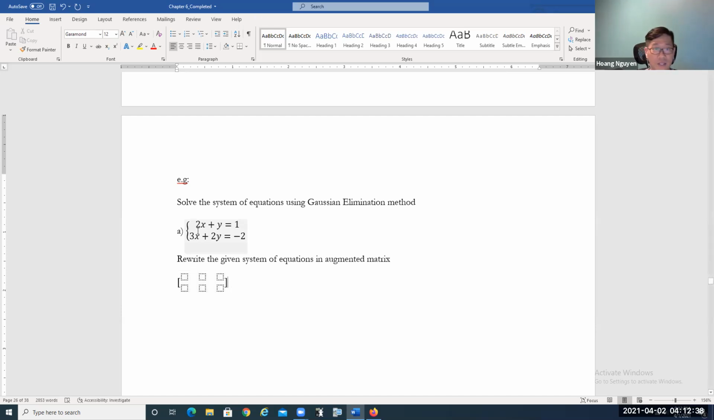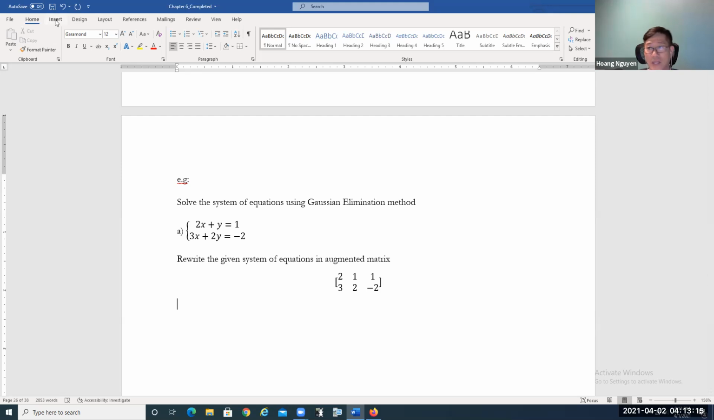Okay, so you can see that this matrix is going to have 2 rows and 3 columns, right? So we have 2 equations, so it's going to be 2 rows and 3 columns. We only write down the coefficients. The first coefficient is 2, the second coefficient is 1, and the constant is 1. For the second equation, the coefficients are 3 and 2, and the constant is -2.